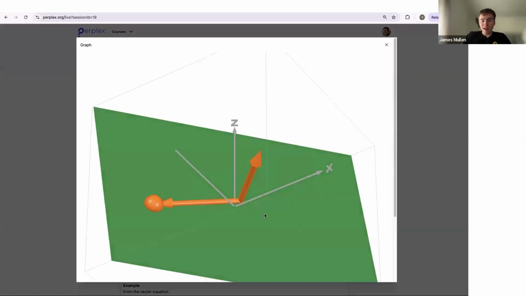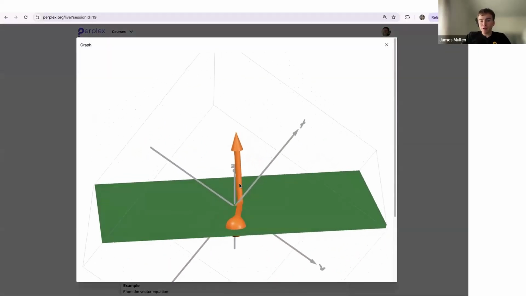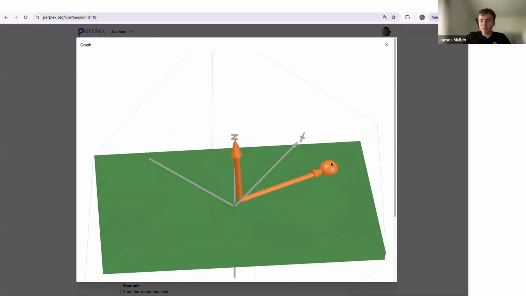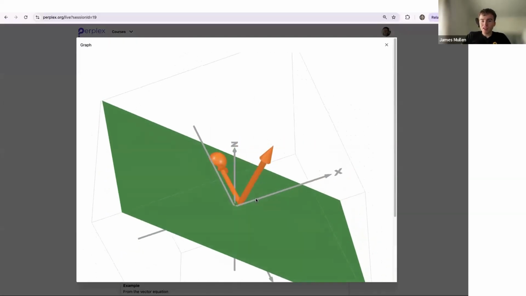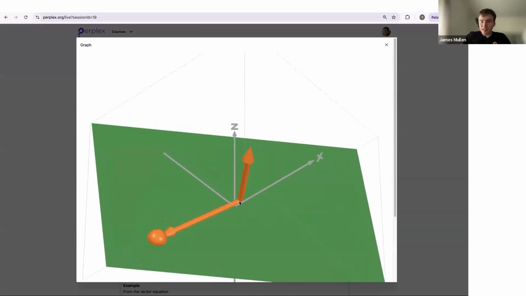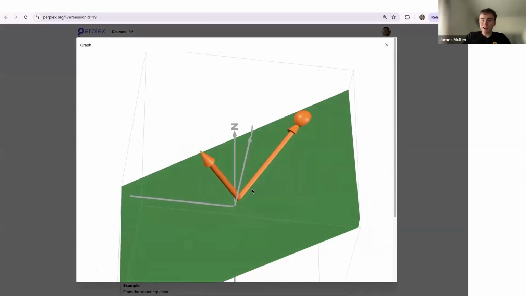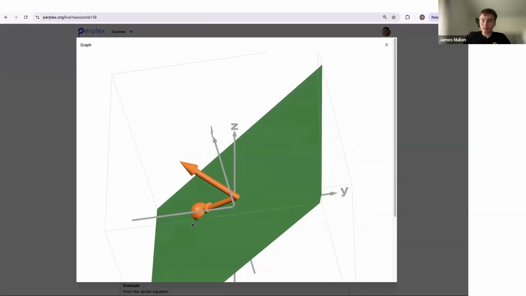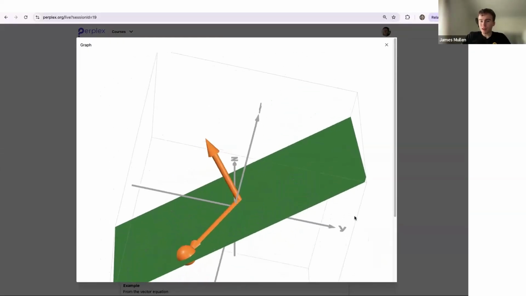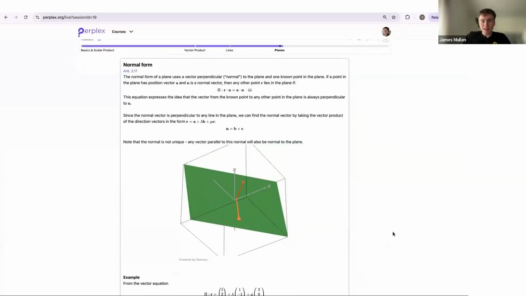But I want you to imagine this little diagram here. I've drawn that arrow there, which represents the normal. And you can see a point in the plane that's moving around such that the angle between the arrow and the line from the base of the plane to the point in the plane is always a right angle. Okay, so it's always going to be a right angle there. And why is that useful?